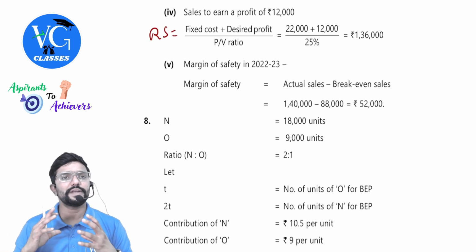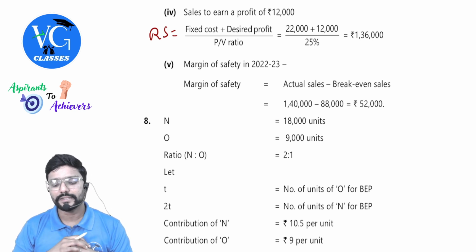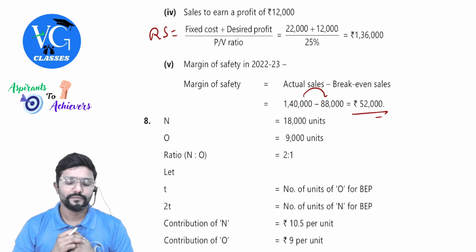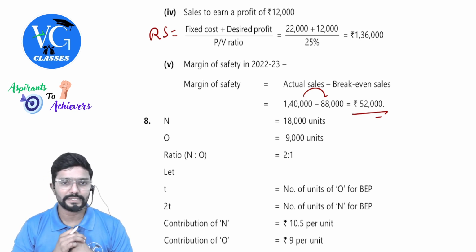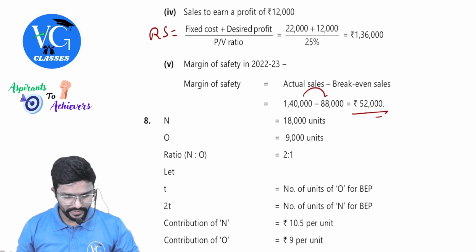Margin of safety, 22-23. Margin of safety is equal to actual sales minus break even sales. We know both already, guys. Deduct one from the other, you will get 52,000. Let us move to question number 8, guys.